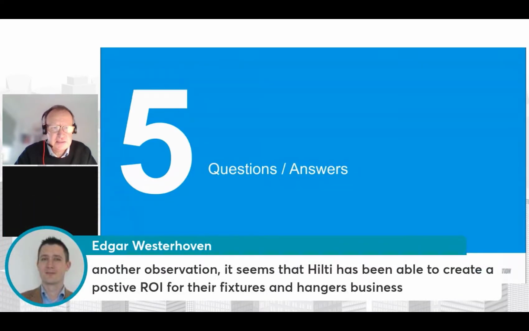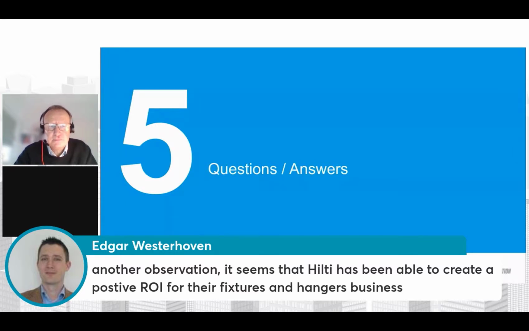Edgar also added another observation. It seems that Hilti has been able to create a positive return on investment for their fixtures and hangers business. Yes, and good. I think they are very good, but it's also connected to the way they sell their product. They have models that they are selling directly to the construction job site, which is not the case for us.